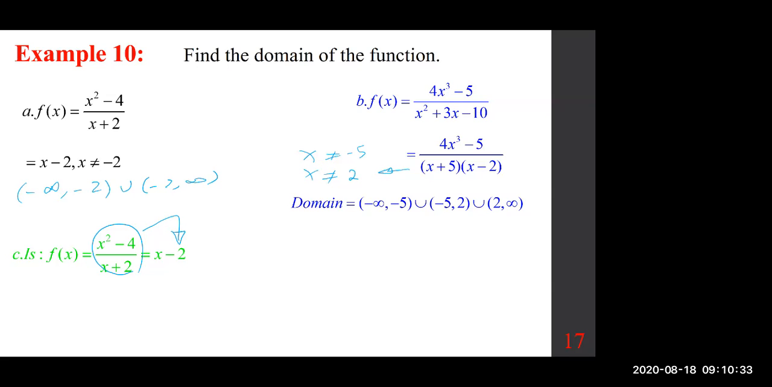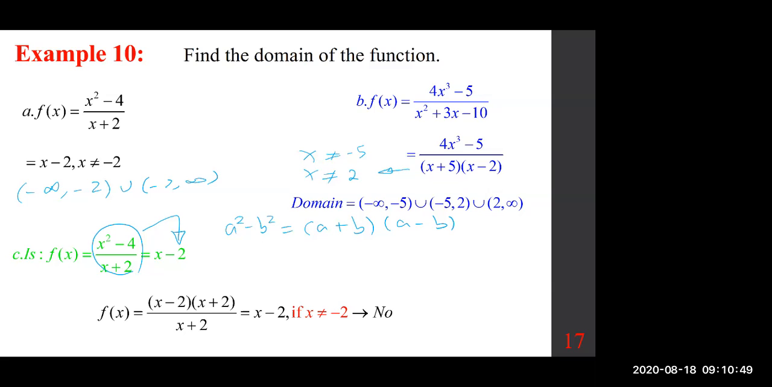Notice you can factor the top, a squared minus b squared. Recall that is a plus b, a minus b in any order. So you use that and you simplify. So it becomes x minus 2 under the condition that x plus 2 cannot be 0, so x cannot be -2. Because of that, they are not identical.